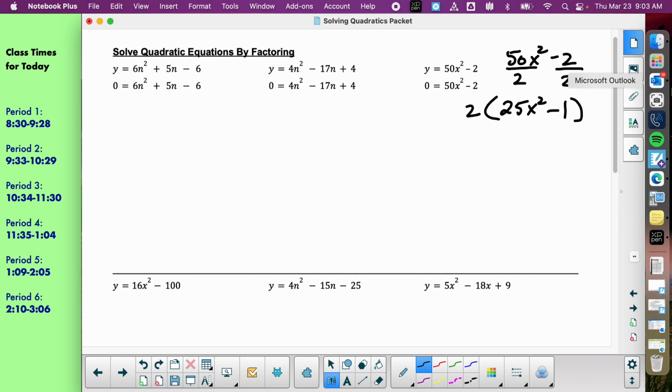I only divided by a 2, so we didn't do anything with the letters. The only time you change the letters is if you divide by letters. So when I'm dividing by a regular 2, I only do it on the 50. Yeah, sorry, that's a good question.